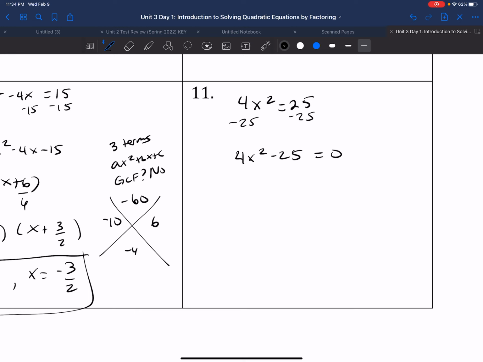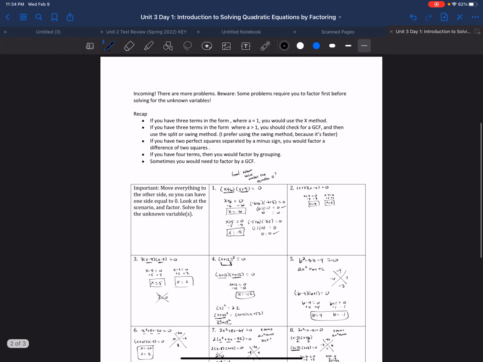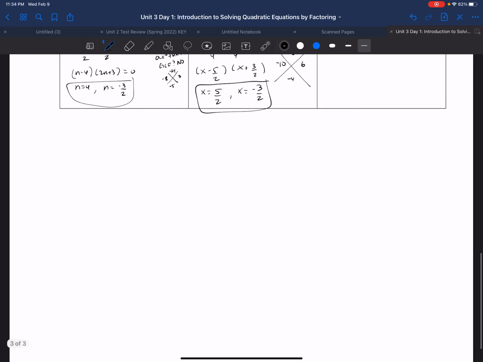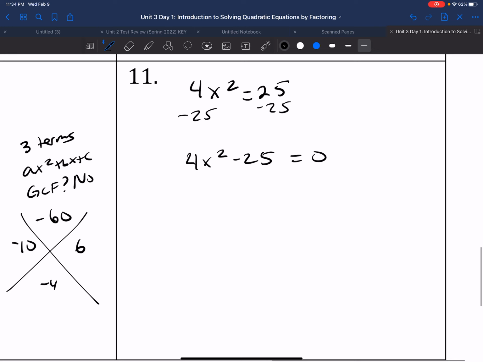And what do I know is I have 2 terms. All of them are perfect squares, and it's separated by a minus sign, right? So taking the difference of two squares, look at my rule. It says that if you have two perfect squares separated by a minus sign, you would factor a difference of two squares. And that's just, if you have something like this, you do the quantity a minus b times the quantity a plus b, right?